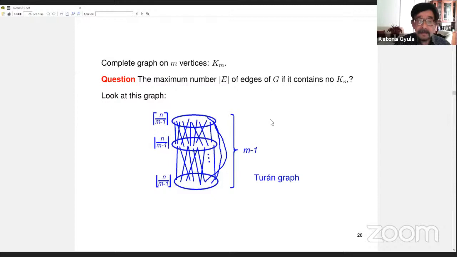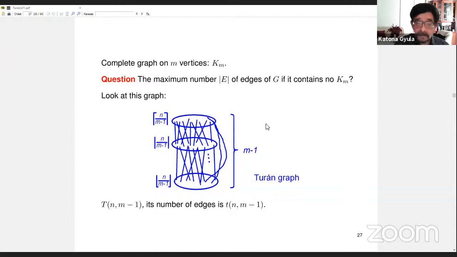So it cannot contain a complete graph on m vertices. And this is called the Turán graph. I will denote it by T(n, m minus 1): n vertices and m minus 1 almost equal classes. And the number of edges is t(n, m minus 1). So this corresponds to the floor of n squared over 4 in the case of triangles. Unfortunately, we don't have such a nice formula because of the divisibility problem. It is a complicated formula if you want to write it down, but it's easy when n is divisible by m minus 1, then you can write it out easily.